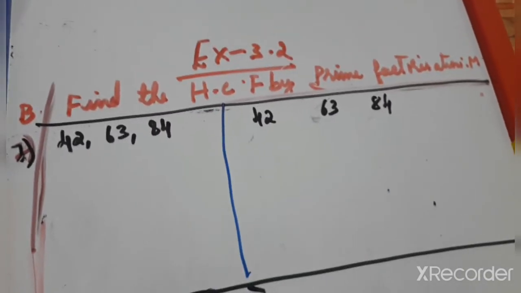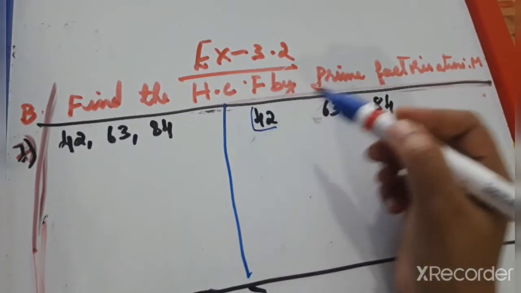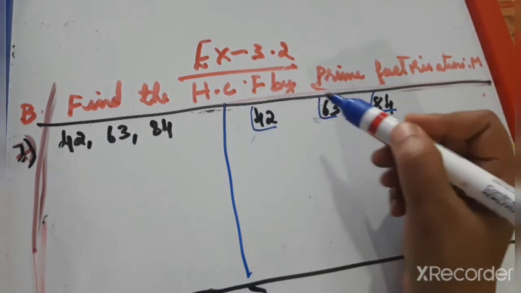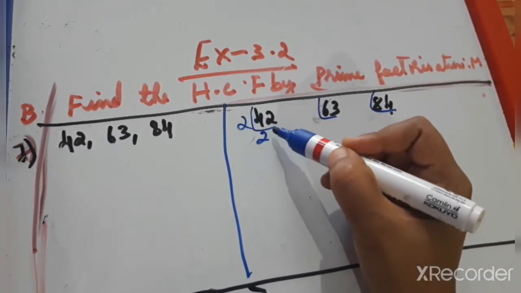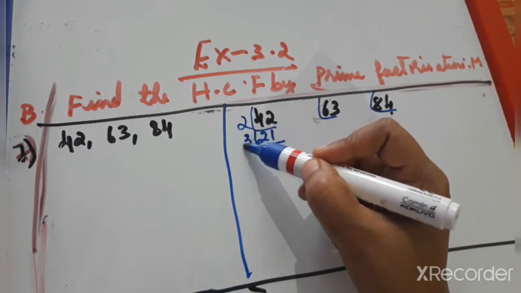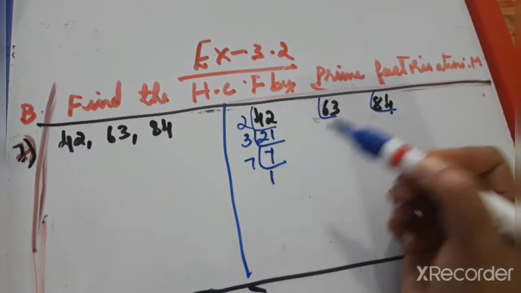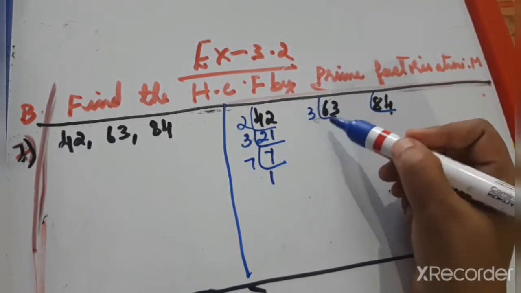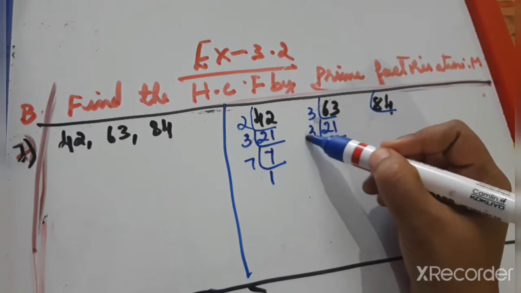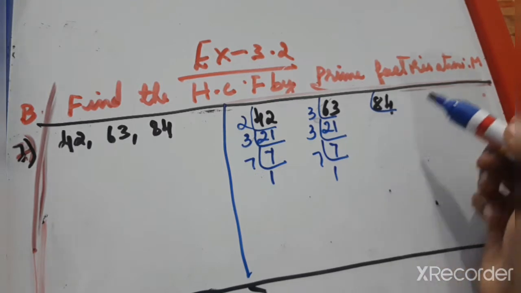Now seventh question. 42, 63, 84. We have to find the HCF by the prime factorization method. So write 42 here on the side. Now divide it. 2 twos are 4, 2 ones are 2. And 3 also we can try. 3 sevens are 21, 7 ones are 7. Now divide it. 3 twos are 6, 3 ones are 3. Then here we can divide with 3 again or 7. 3 sevens are 21 and 7 ones are 7.